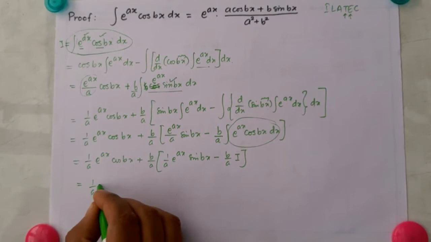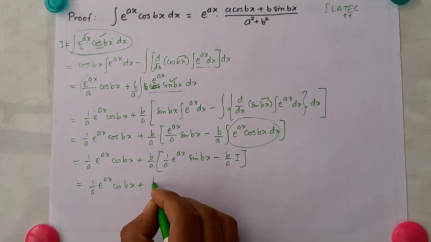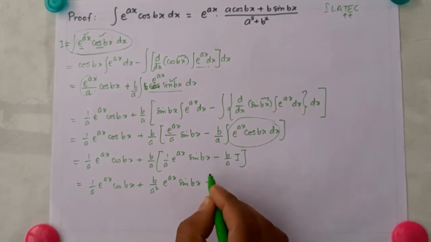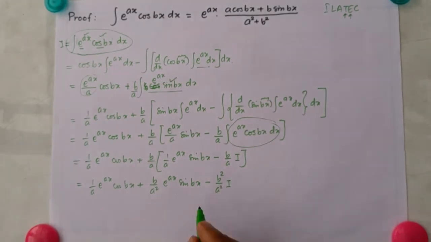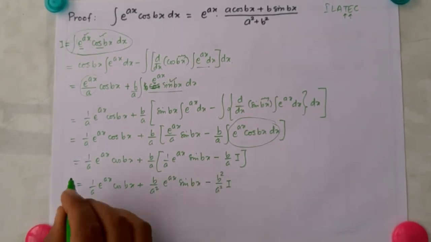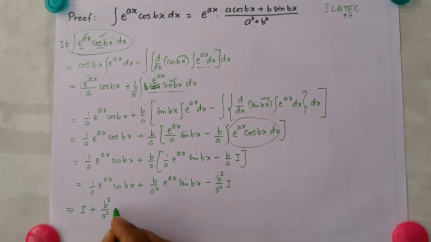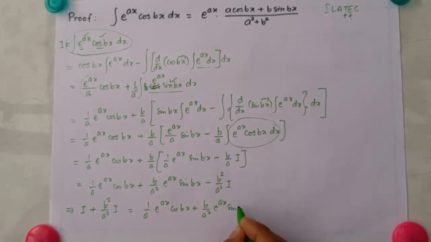So we get 1 by a e to the power ax cos bx plus this is b by a square e to the power ax sine bx minus, plus into minus is minus, so this is b square by a square I, isn't it? Now we'll take this to the left hand side. So in the left hand side we already have I, so this comes over here, becomes plus, so b square by a square I. So we have now 1 by a e to the power ax cos bx plus b by a square e to the power ax sine bx.